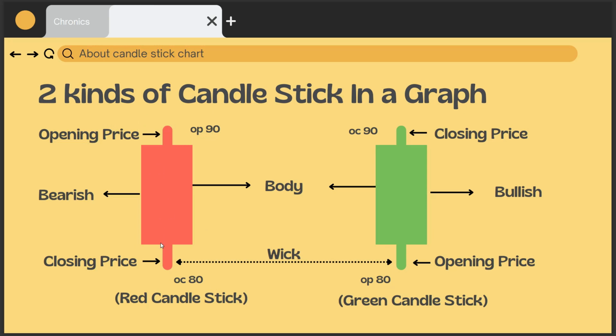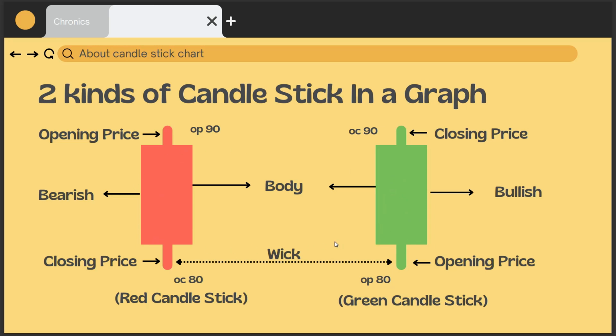So these lines just go above and above if the price goes higher, and if it goes lower, it goes lower and lower. Now these are given a term. These are called the wick of the candle or the candlestick, and this is called the body of the candlestick. So this is what a candlestick is all about.